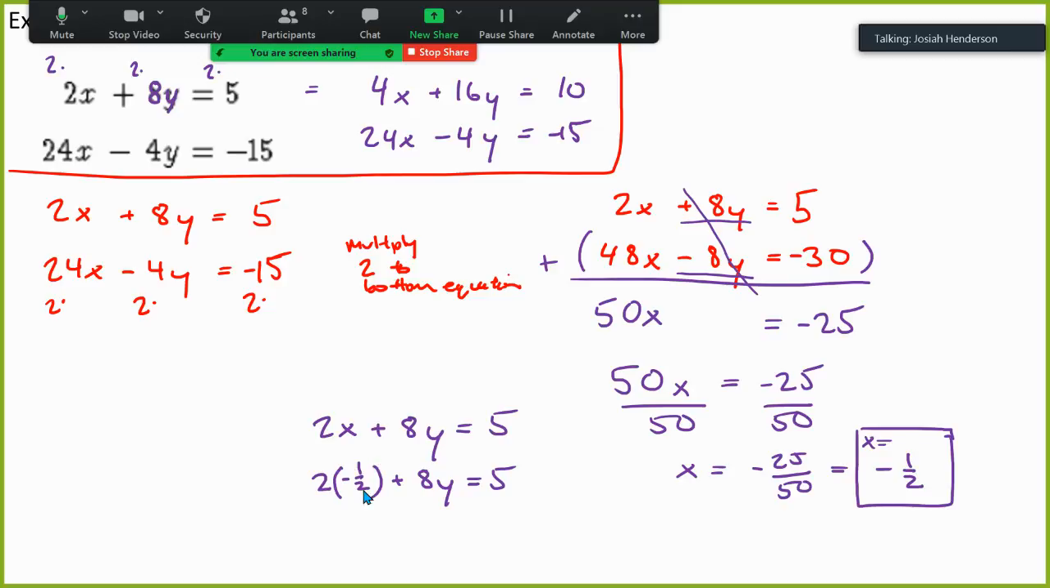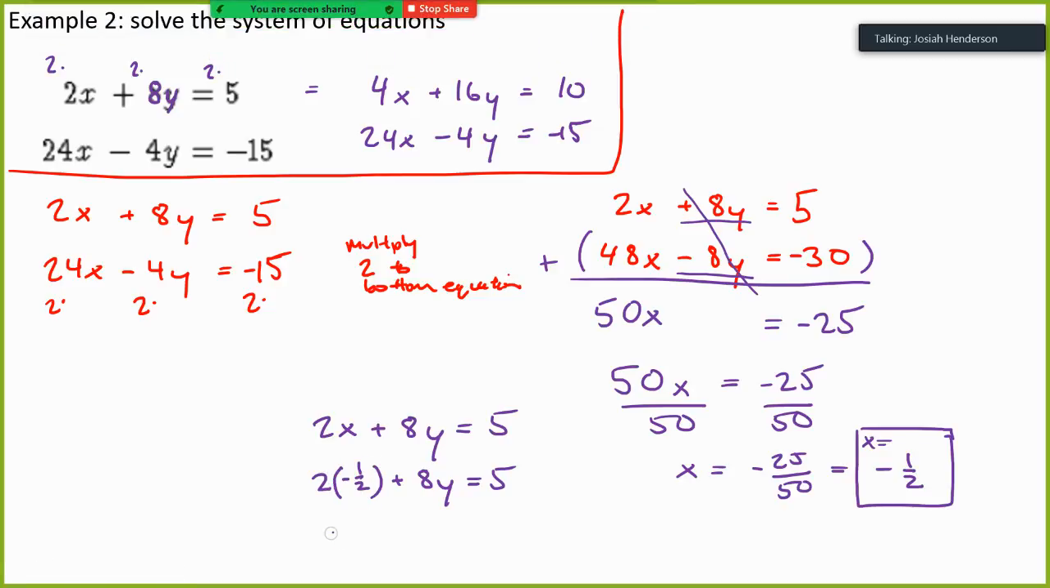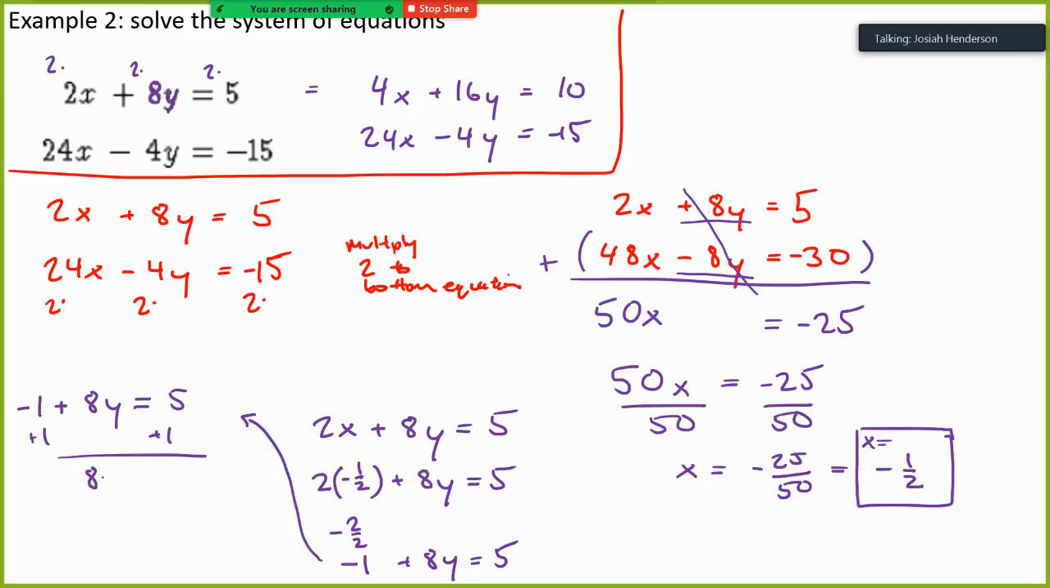Okay, 2 times a half, 2 times 1 on top. So we've got like negative 2 over 2, negative 1, plus 8y equals 5. Solving the mini equation, we've got to add 1 to both sides. I'm going to move over here to finish. So add 1 to both sides. 8y is equal to 6.